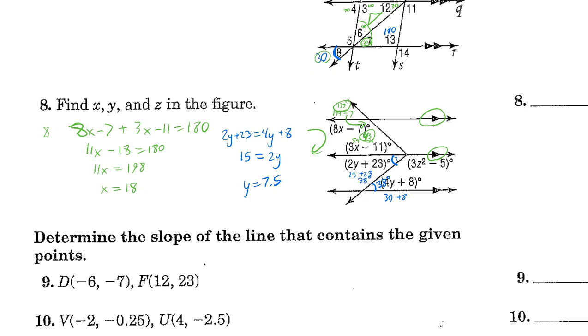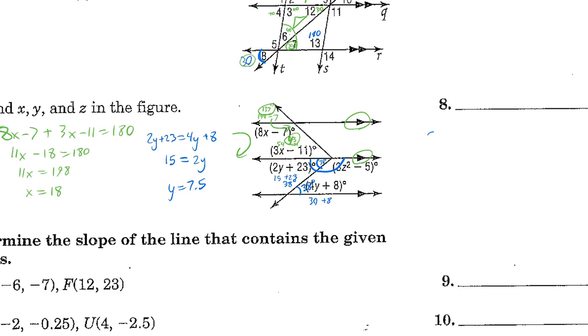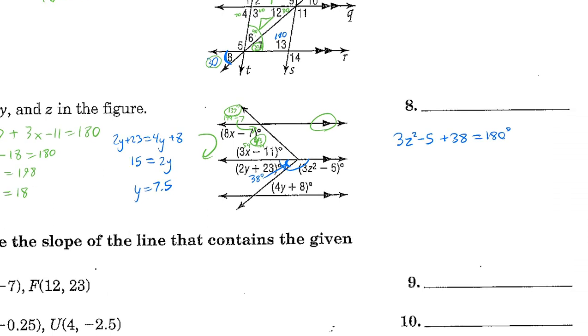And so now if we have 38 degrees here, and this is supplementary, then that means 3z squared minus 5 plus 38 adds up to 180 degrees. The way we got that was, again, I know it's pretty messy in here, but we just plugged in the y value and got that this angle right here was 38 degrees. And this is a straight line. So to solve for z, we just do that. At first we go, oh shoot, this is a quadratic. 3z squared plus 33 equals 180.